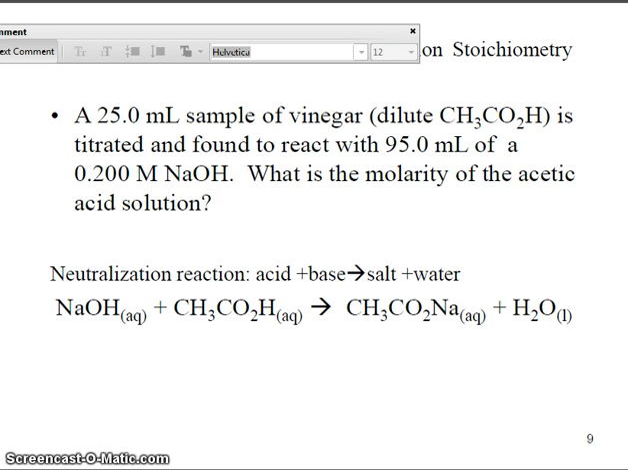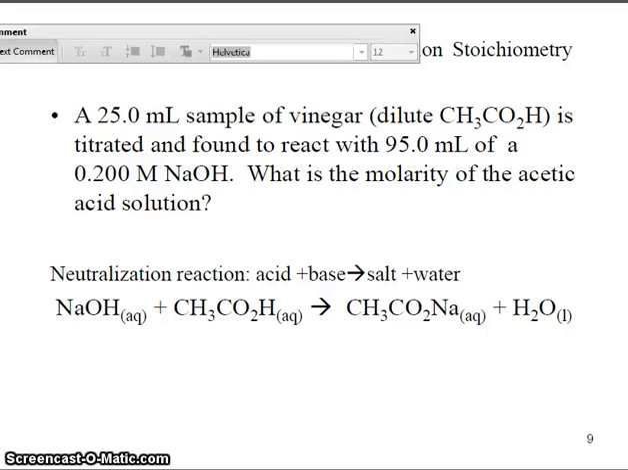Now, the question here is, let's see if we can apply that. A 25 milliliter sample of vinegar, which is nothing but dilute acetic acid, is titrated and found to react with 95 milliliters of a 0.2 molar NaOH. What is the molarity of the acetic acid solution? So over here we have sodium hydroxide, which is reacting with acetic acid and gives you sodium acetate and water.